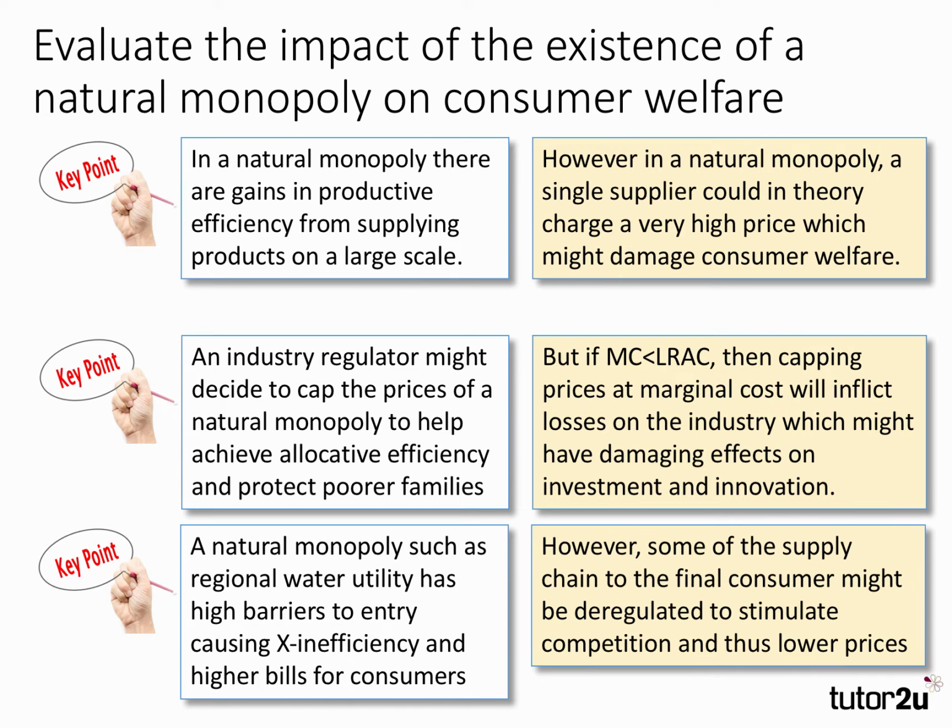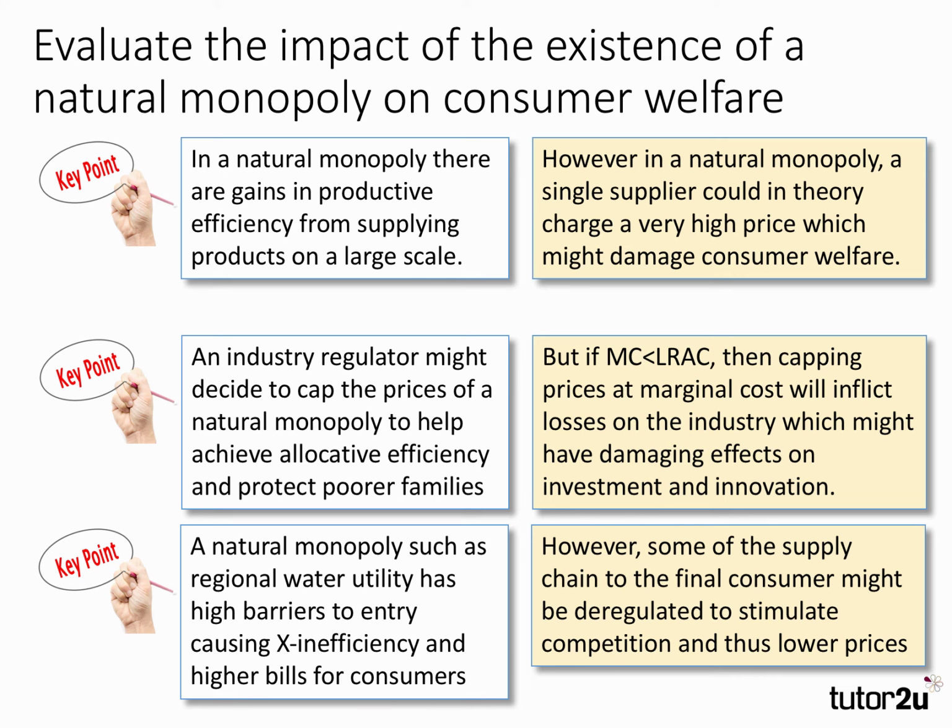However, some of the supply chain to the final consumer might still be deregulated to stimulate competition and thus lower prices. Here's the idea that the industry regulator, instead of taking the natural monopoly as a whole, might find aspects of the industry, such as the billing to consumers, such as the maintenance of the network, etc., introduce some competition, perhaps to the final mile towards the consumer. And if competition is introduced into some parts of the industry, that could lower prices.